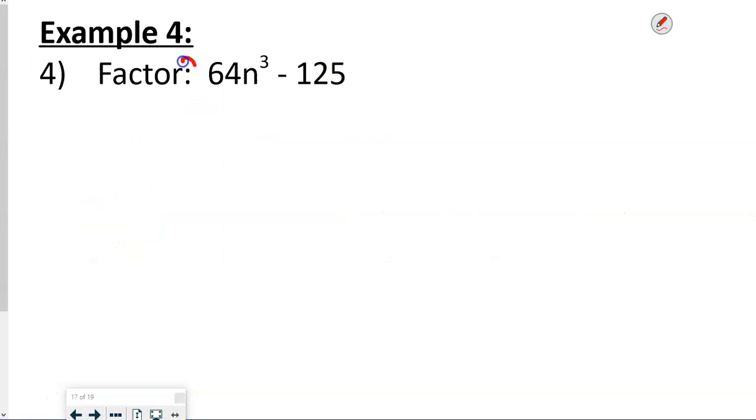So here again, we're going to take the cube root of this, and I'm just going to take this to the 1/3 power. That's what I would do with the 64 too if I didn't know that it was 4, but I kind of know it's 4. So we got 4n minus 5, right?